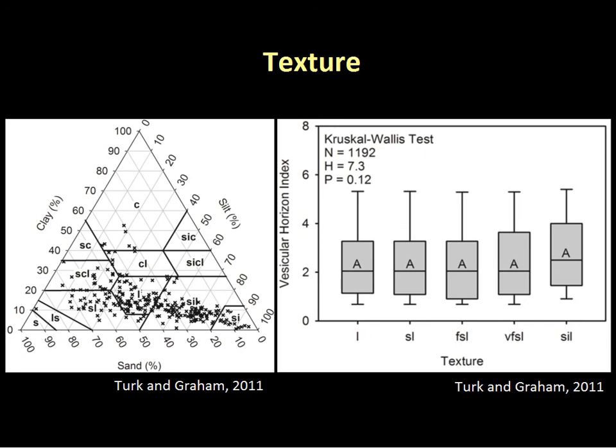This next graph is looking instead at the field-determined textures. There were 5 most commonly described field-determined textures in the vesicular horizon. These were loams, sandy loams, fine sandy loams, very fine sandy loams, and silt loams. Here I calculated my vesicular horizon index for each of the 5 textural classes that commonly occurred in the vesicular horizon. We see that there's a slightly higher vesicular horizon index for the silt loams, the median, but it wasn't a statistically significant difference. So we do see pretty good development of vesicular horizons across the textures.